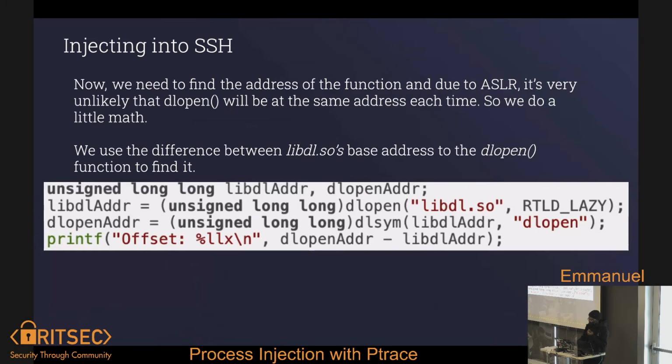So before we even find the dlopen function, just due to modern solutions to all of these attacks, there is something called ASLR, which is just random.